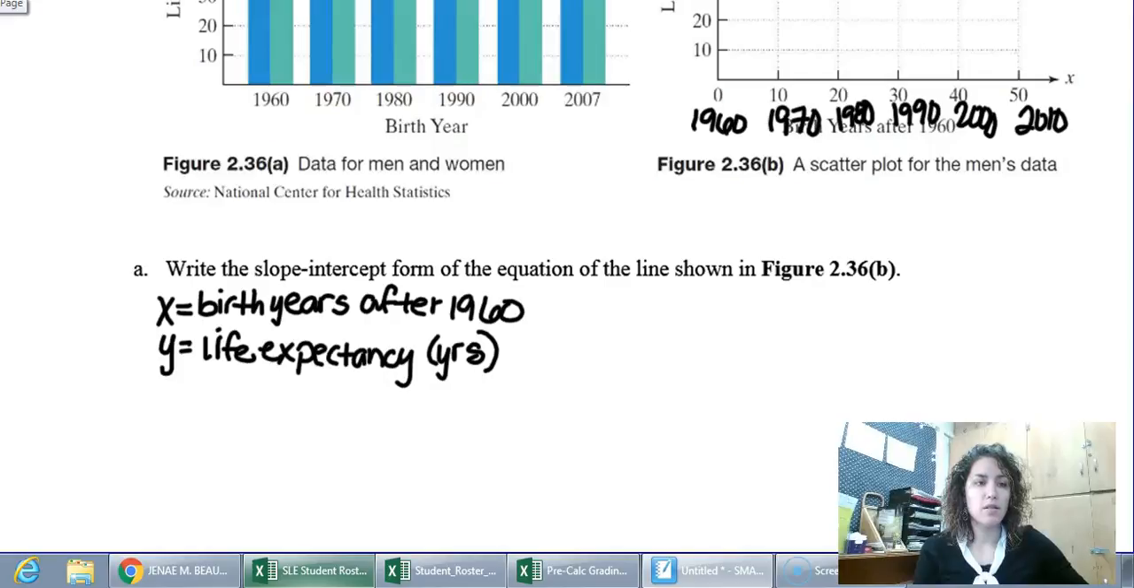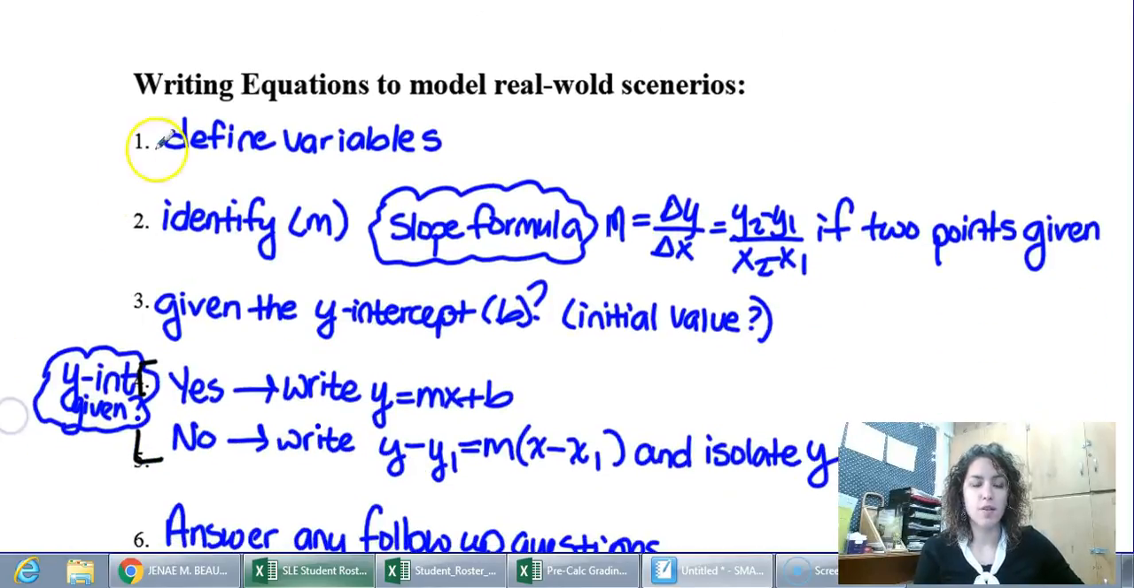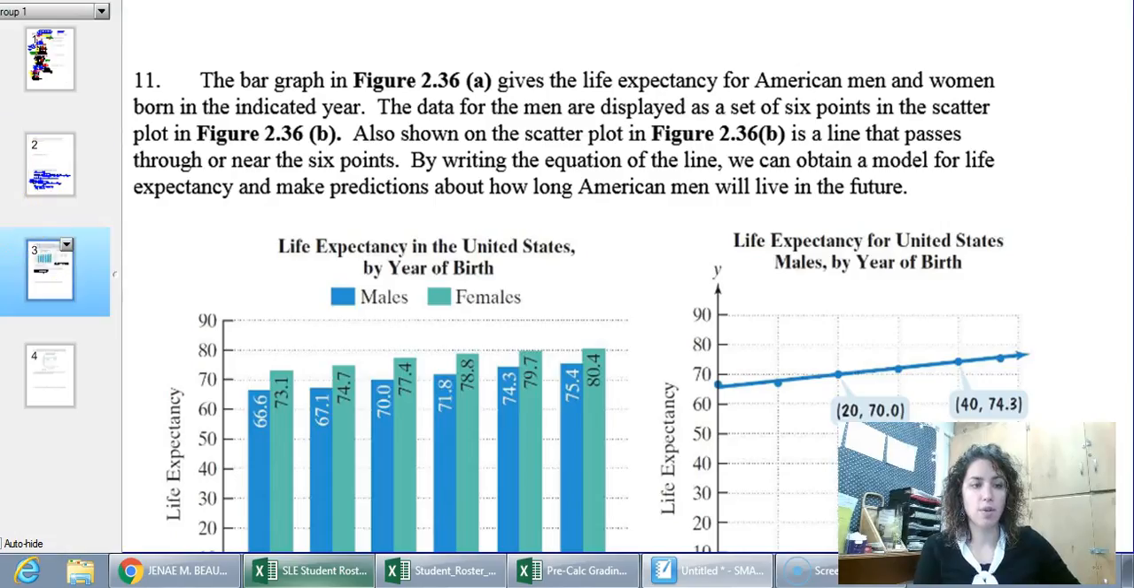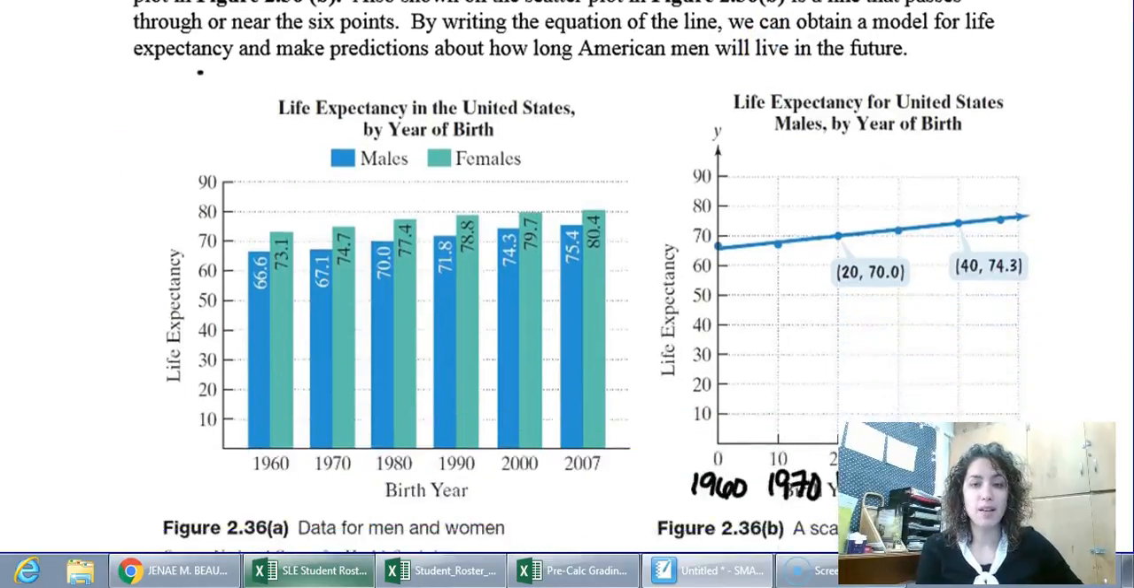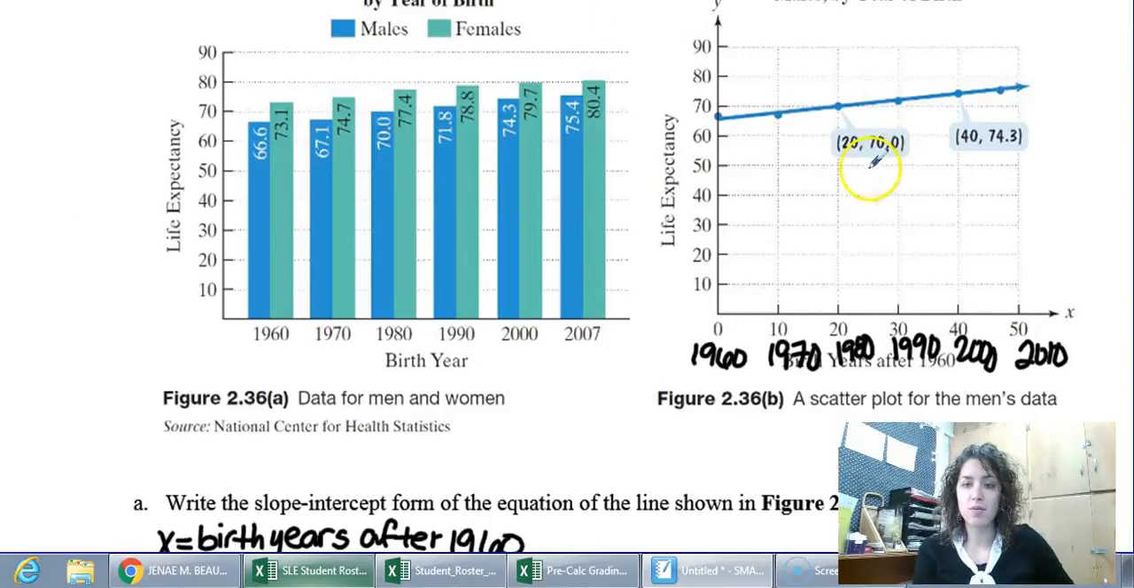Let's see. Next, that next step after define our variables was identify M. So let's see if we're told a rate of change in our real world scenario. I'm rereading it right now. I know that I have 6 points plotted. There's a line that goes through those points. But nope, nowhere in what's written am I told a rate. Like the age increased by this many years per year. Nowhere do I see per each or every or any kind of rate. But what do I see on the graph that I can use? Here's one point. Here's the other point.